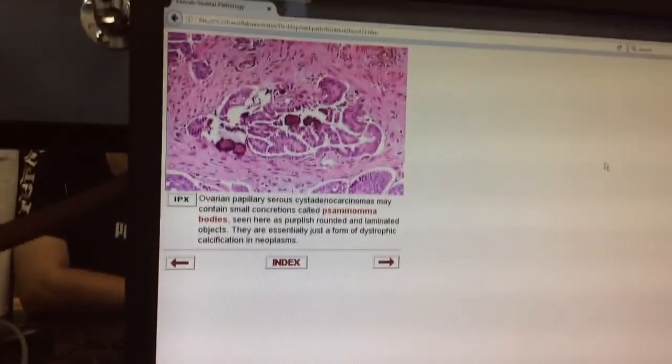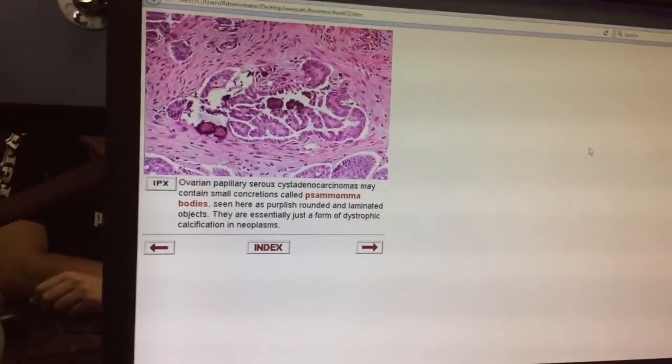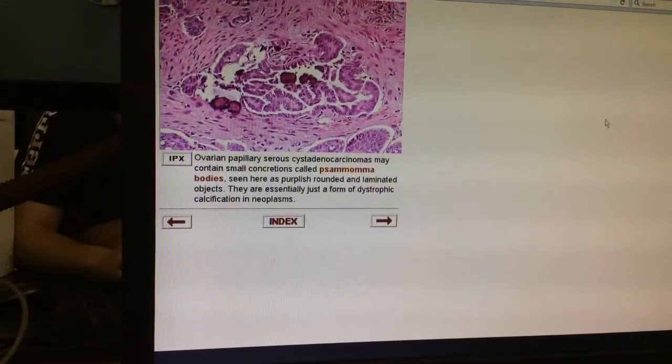Papillary, yes, thyroid, papillary thyroid carcinoma.